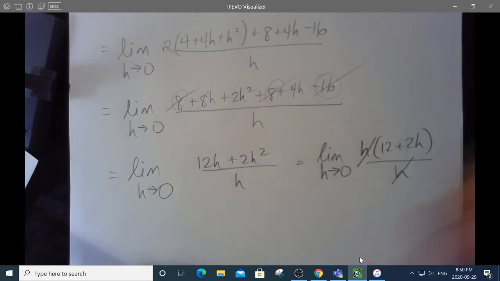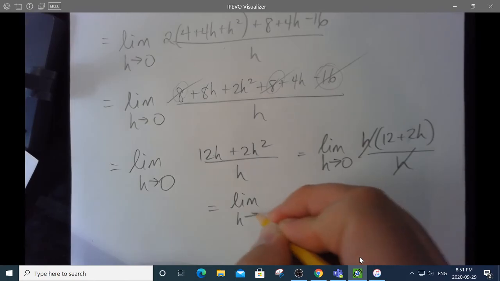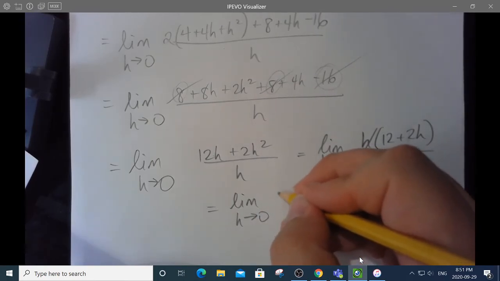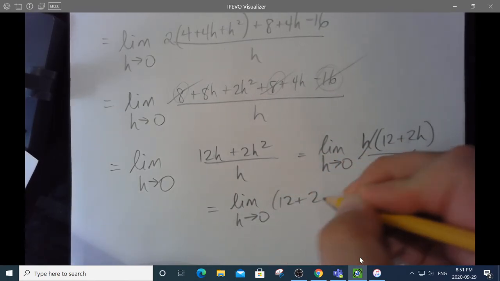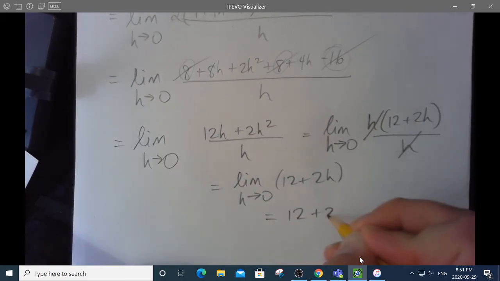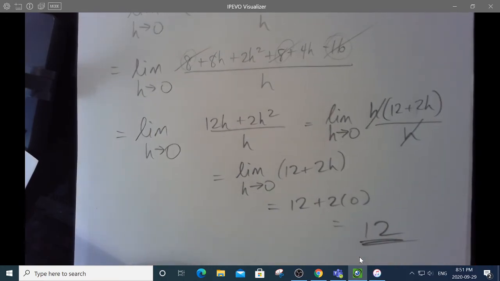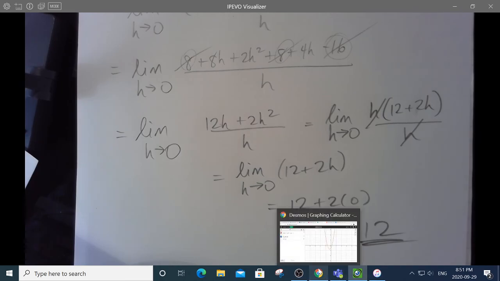Now it gets canceled, and that is equal to the limit, no more denominator. Well, I mean, there's a denominator, but it's 1, of 12 plus 2h. Now I can plug a 0 in here, so that's going to be 12 plus 2 times 0, which is 12, which is a good thing because that's what we got with the other formula. And if you did it with the other formula, you have to get the same answer you get with this formula, and that does it. So there's another good example. I'll post another video of another example that's a little harder in just a few.